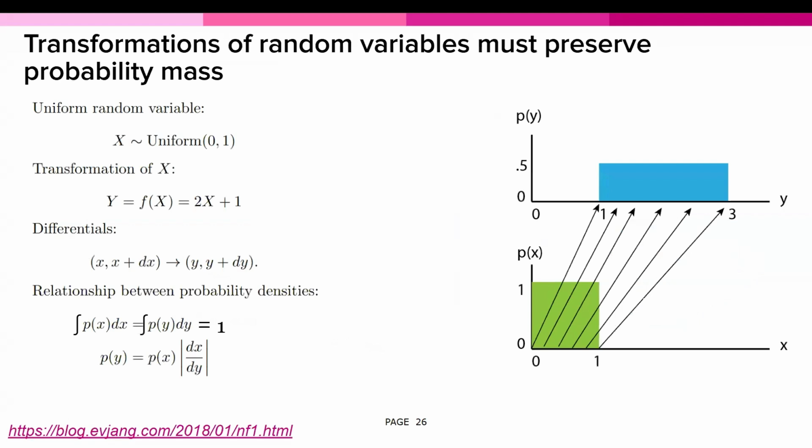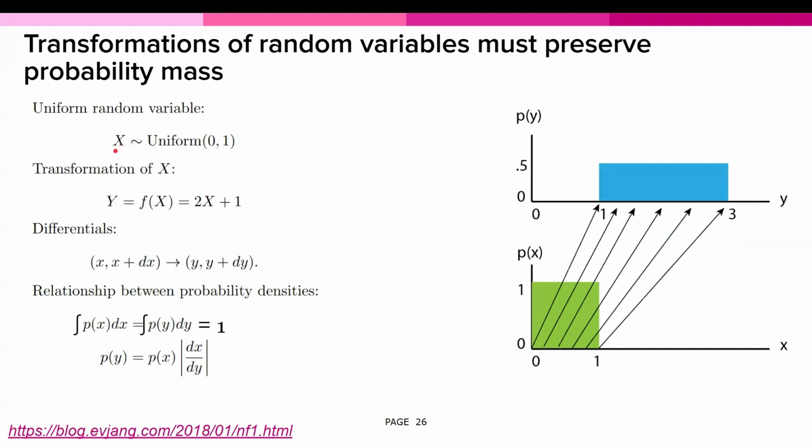So how is it that normalizing flows can transform a simple distribution into a more complex one? These models exploit the fundamental principle of conservation of probability mass, which ensures that any transformation of a random variable preserves the total probability.